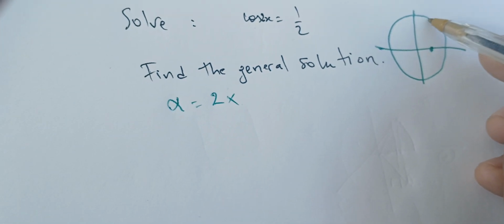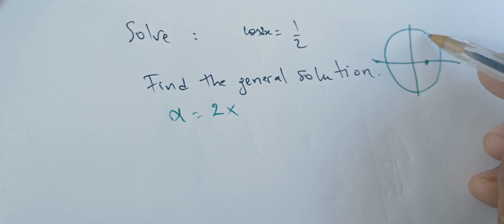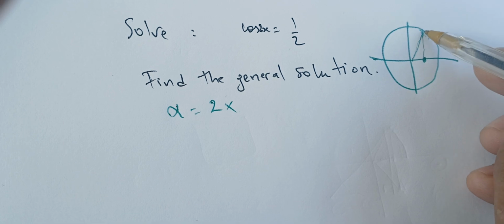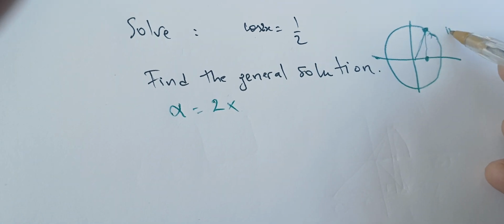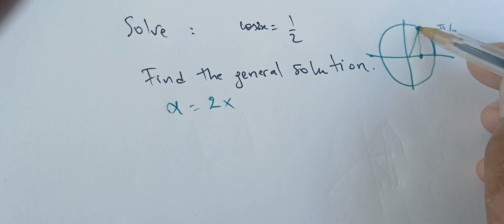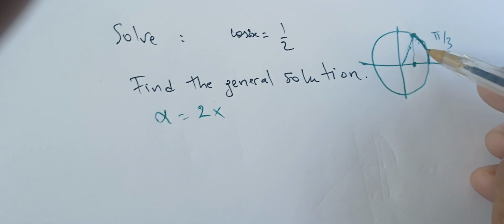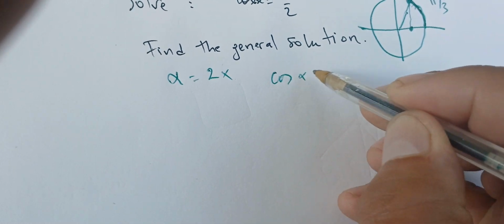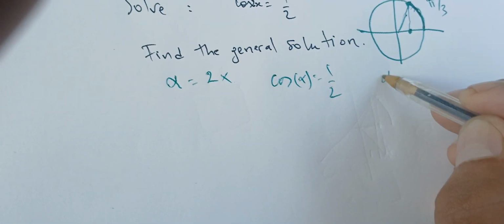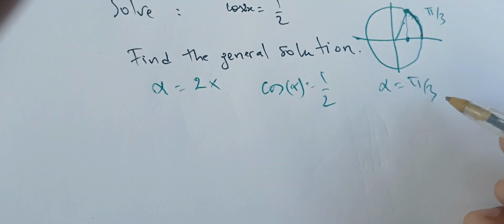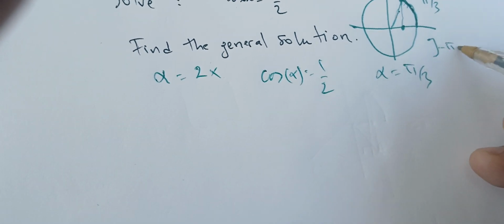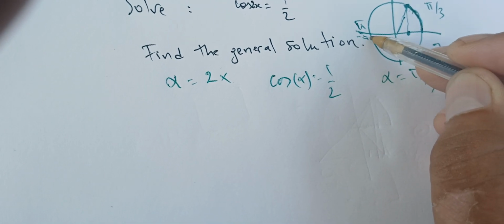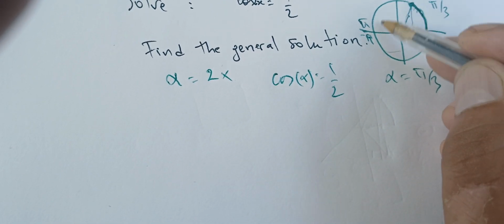Here we have 1/2 when this angle is pi over 3. Okay, so this is my alpha, it's measured pi over 3. So the cosine of alpha is 1/2, that means alpha is pi over 3, if I'm working on this interval, minus pi to 0 union 0 to pi.